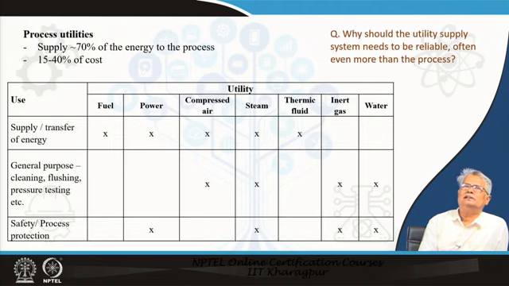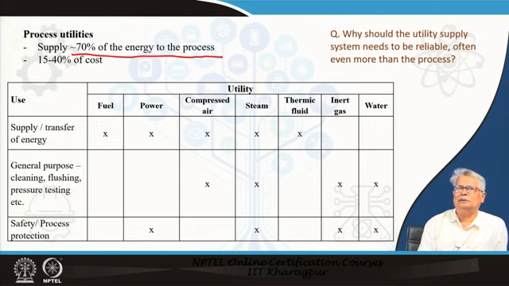Let us look at the different utilities and their utilization, and before that let us realize that in a process roughly 70% of the energy passes through the utility system to the process. That means it could be fuel, it could be steam, it could be power, whatever is the energy supplied to the process, approximately 70% of the energy passes through the process utilities. And these utility systems are quite expensive. In fact, we do not realize and think of it as an auxiliary support system for the main process, but roughly 15 to 40% of the cost is involved in this.